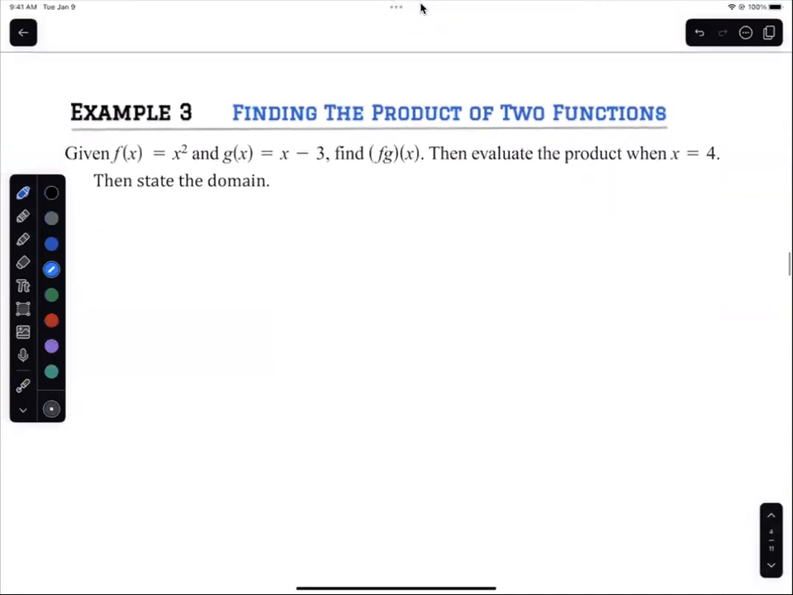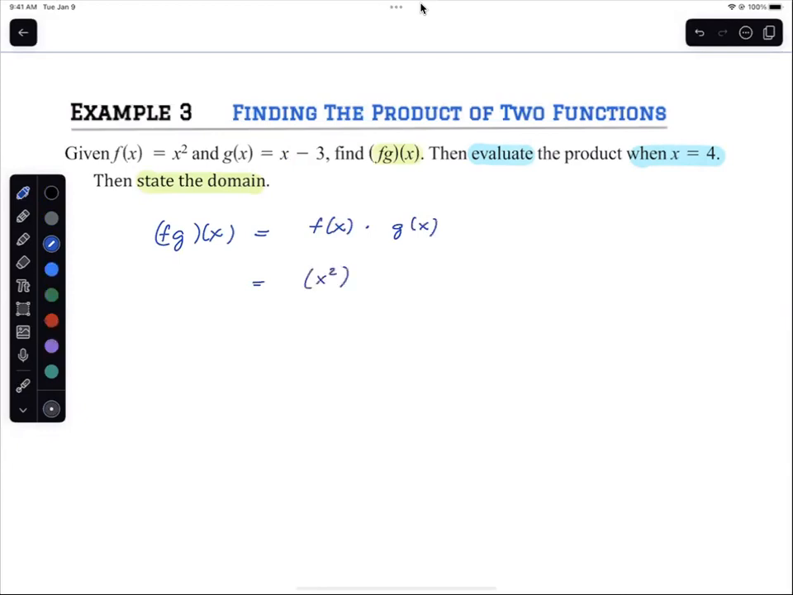Okay, product. Given f of x is x squared, g of x is x minus 3, find f g of x, and then evaluate when x equals 4, and then state the domain. So f g of x is equal to just f of x times g of x. So that's going to be x squared times x minus 3. So I'm just going to distribute.